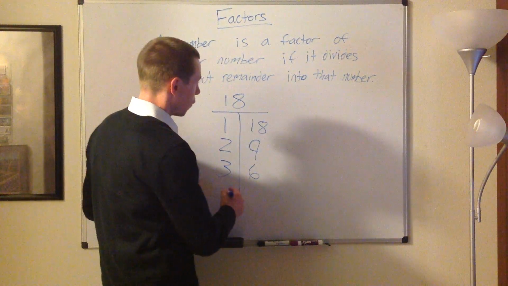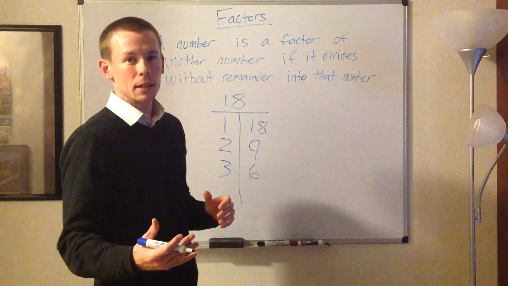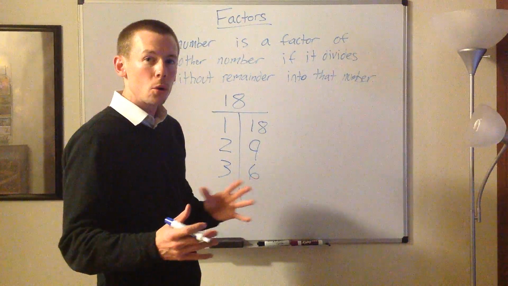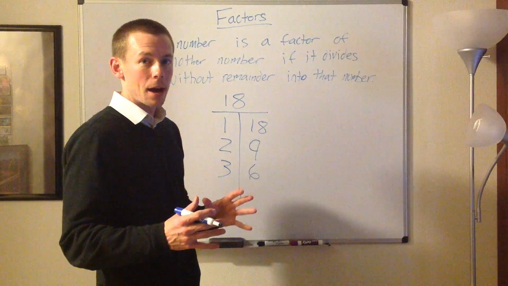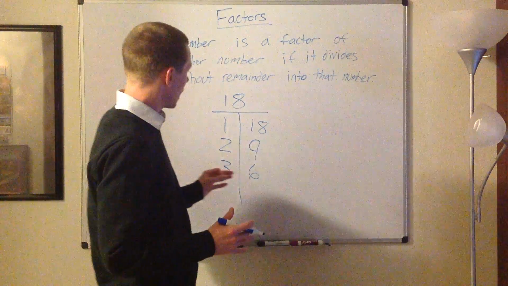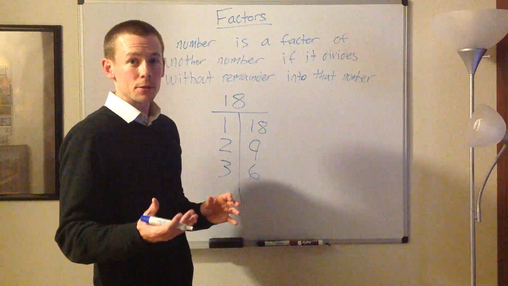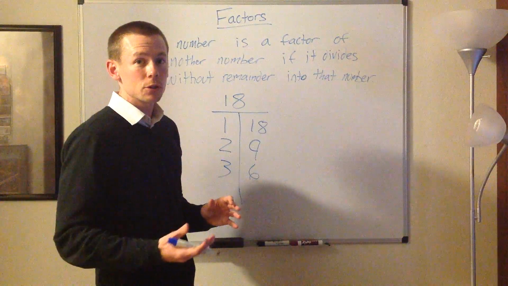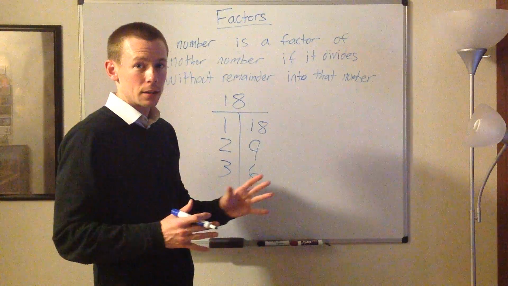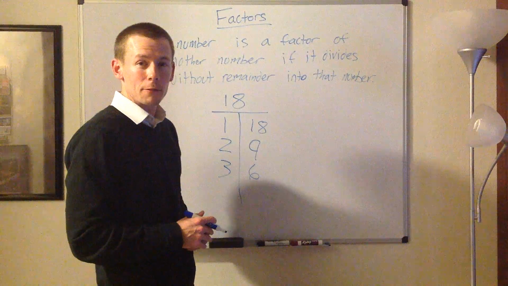Keep going. 4. Well, 4 times 4 is going to get us 16. 4 times 5 will get us 20. So there is no whole number we can multiply 4 by to get 18. What about 5? Again, 5 times 4 is 20, and then 5 times 3 is 15. So 18 is right in between the 15 and the 20, so there is no other number we can multiply 5 by to get 18.